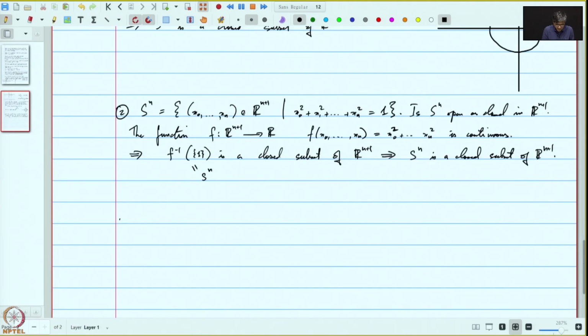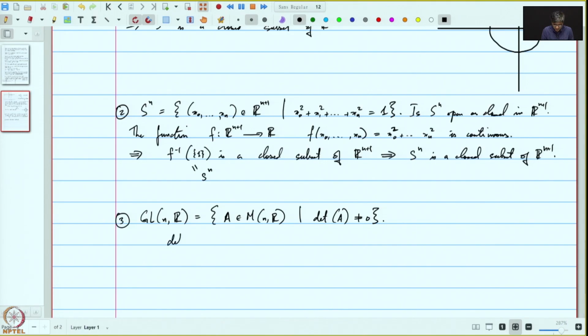Another example we had seen was the subset GLnR. This is equal to those A in n cross n matrices, such that determinant of A is not equal to 0. Right. So again, can we say if this is open or closed?